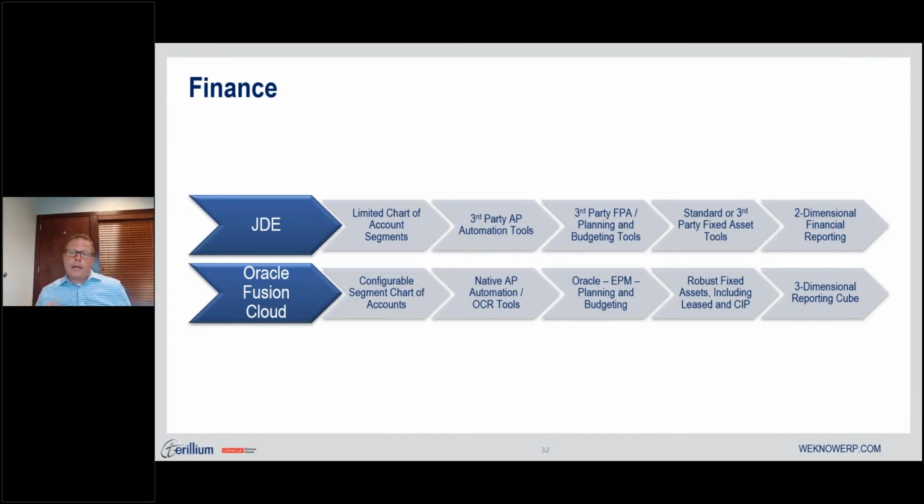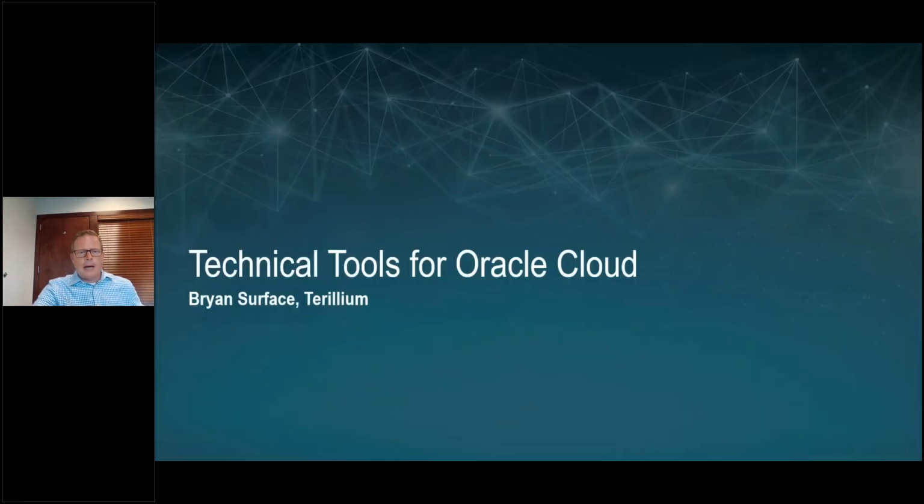And the last point, JDE reporting is all two-dimensional across the system. All the financials within cloud are based on the Essbase or old Hyperion cube. So you've got that three-dimensional reporting that works with a more elaborate chart of accounts, and you can use SmartView and some of the tools that Brian's going to talk about in a few minutes. So with that, I know I went through quite a bit. I'm going to hand this over to Brian Surface, and he's going to take us through some of the technical tools.